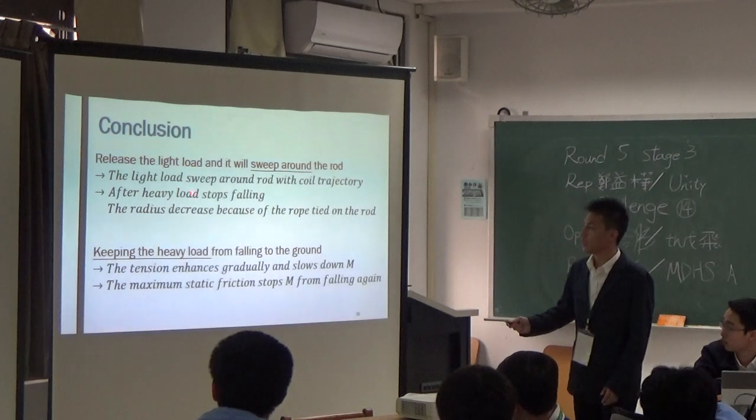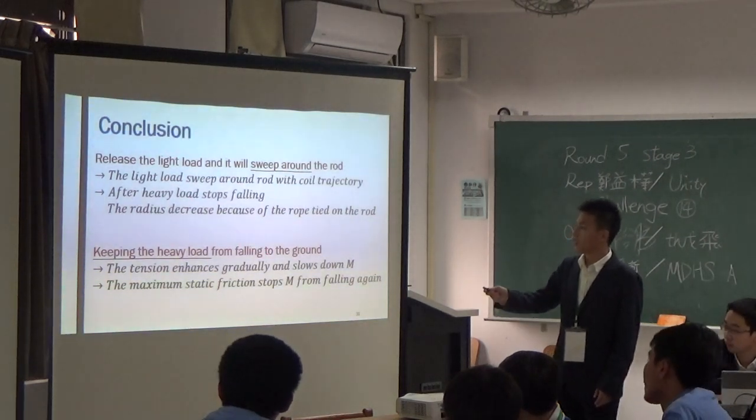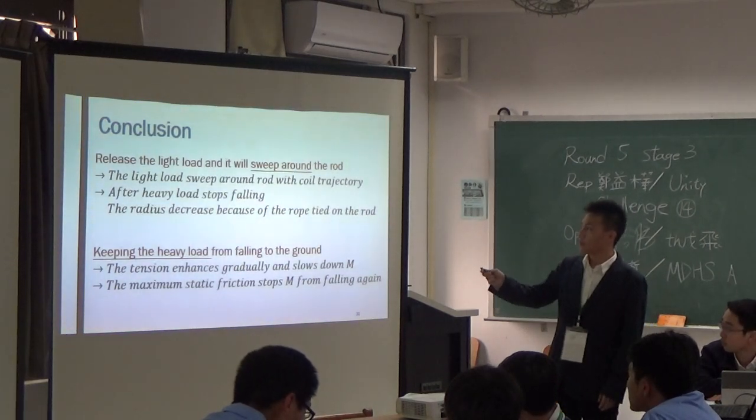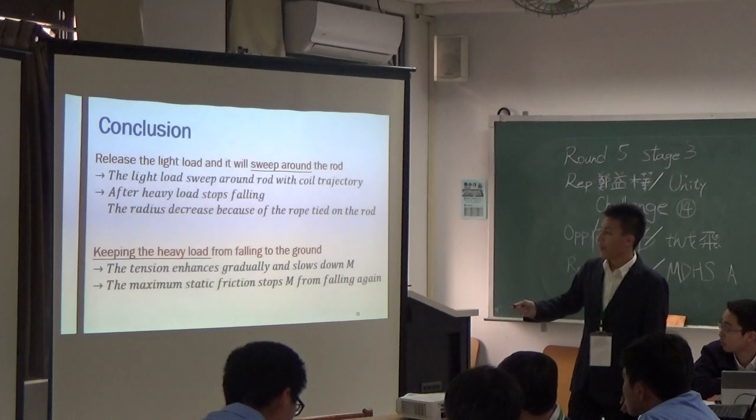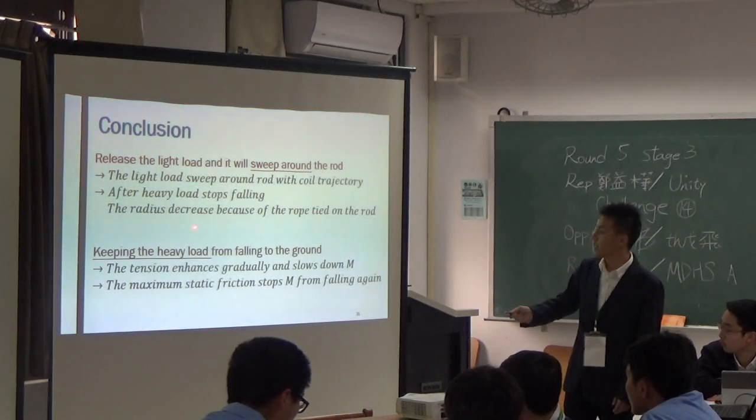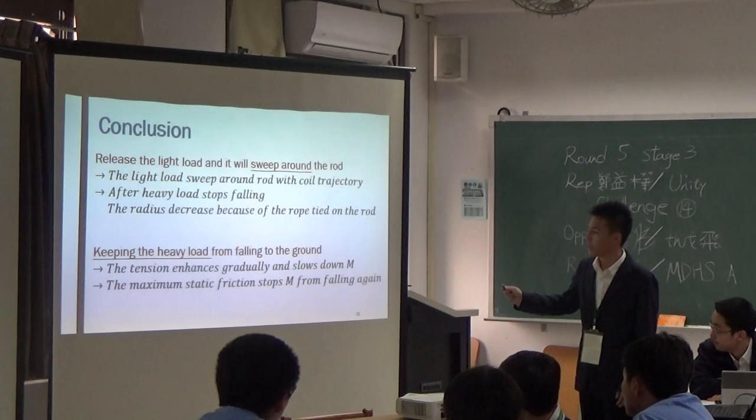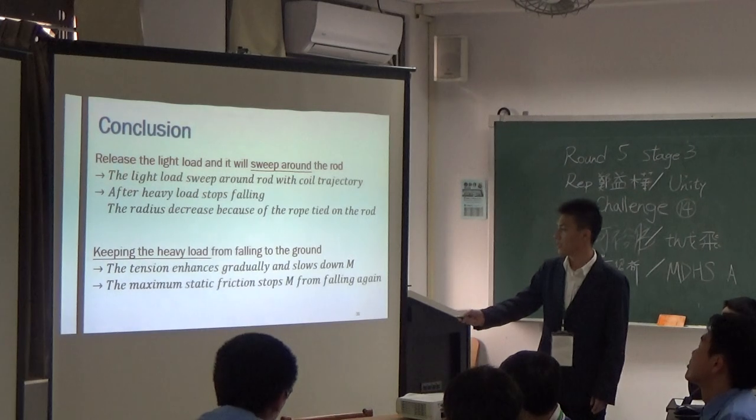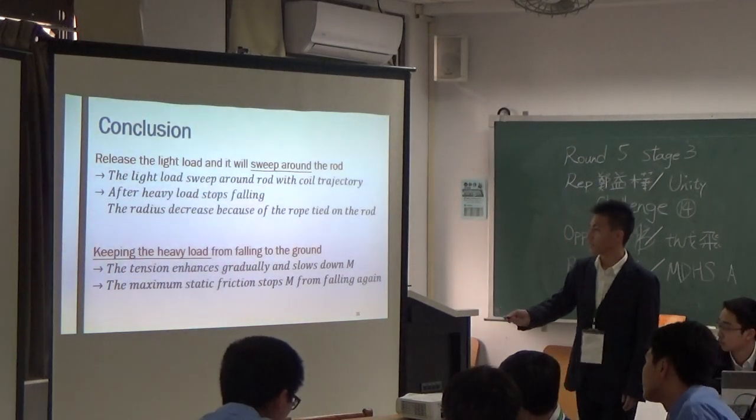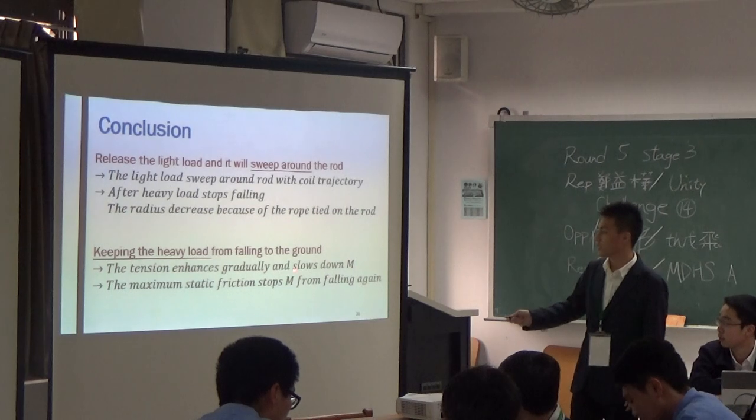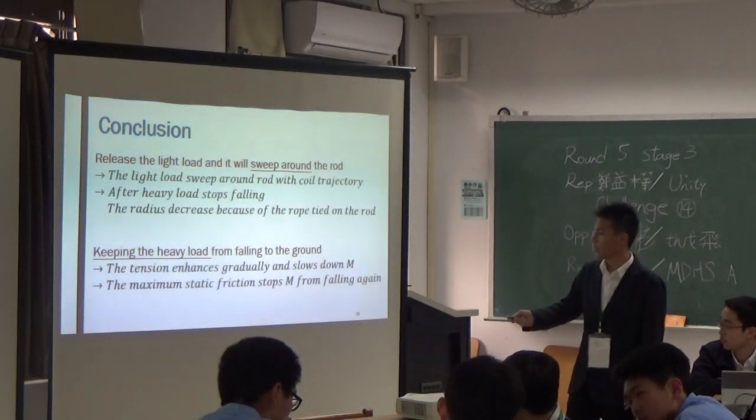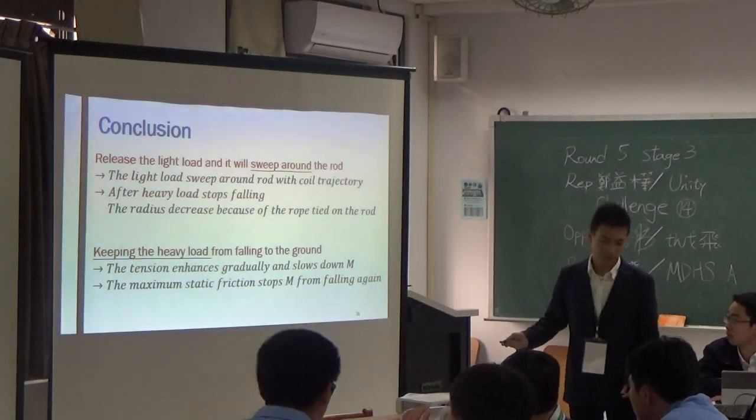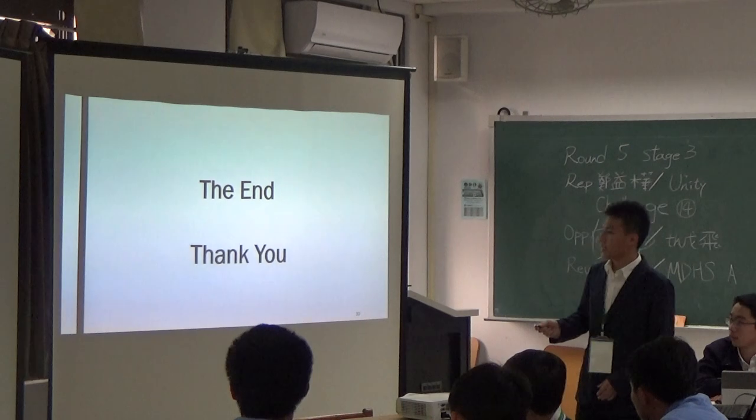And here's our conclusion. Release the light rod and it will sweep around the rod. The light loss sweeps around the rod with a coil trajectory, and after the heavy loss starts falling, the radius decreases because of the rope tied on the rod. How does the rod keep the heavy loss from falling? The tension enhances and gradually slows down the heavy loss, and the maximum static friction stops the heavy loss from falling again. And that's my presentation. Thank you.